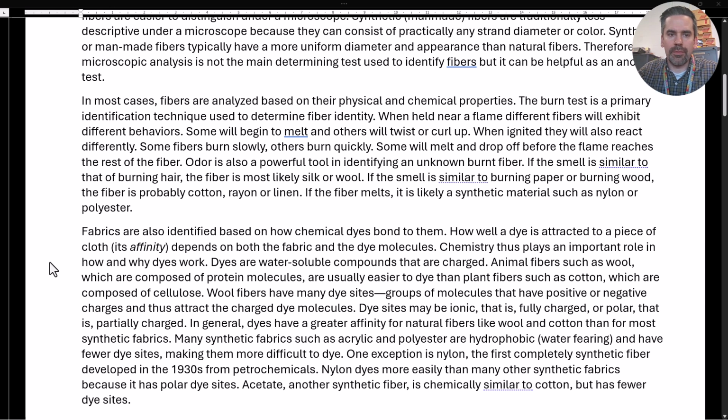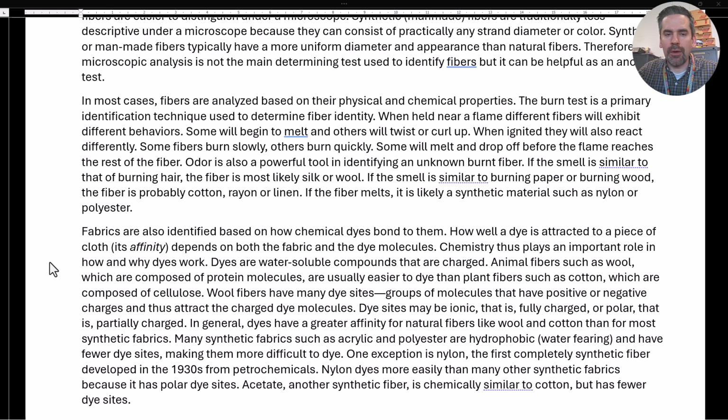In most cases, fibers are analyzed based on their physical and chemical properties. The burn test is a primary identification technique used to determine fiber identity. When held near a flame, different fibers will exhibit different behaviors. Some will begin to melt, and others will twist or curl up. When ignited, they will also react differently. Some fibers burn slowly, others burn quickly. Some will melt and drop off before the flame reaches the rest of the fiber.